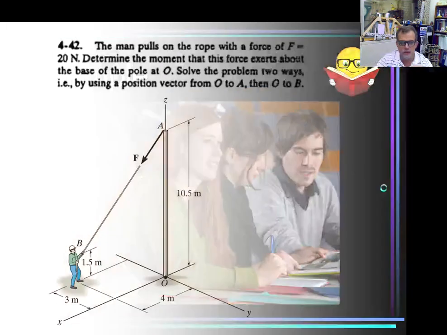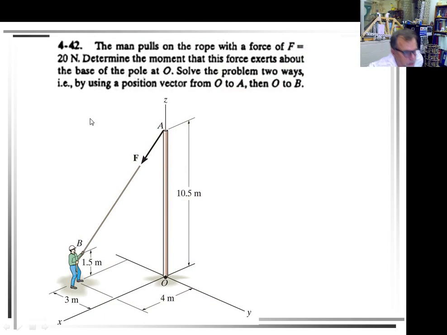Let's do an example to see how you apply this. The example says, the man pulls on the rope with a force F of 20 Newton, determine, which by the way, 20 Newton, I don't know, that guy apparently was anemic, because 20 Newton would be like, what, 4 pounds of force. So determine the moment that this force exerts about the base at the point O. Solve the problem in two ways, by using the position vectors OA and OB.